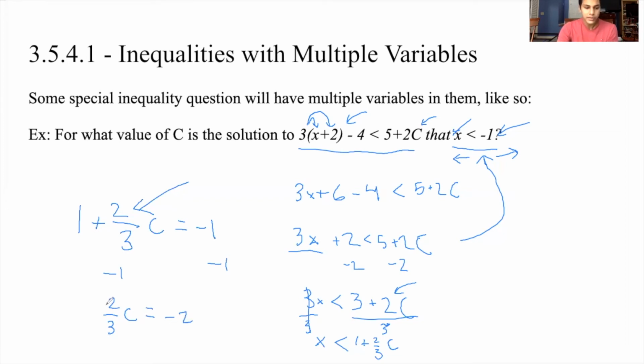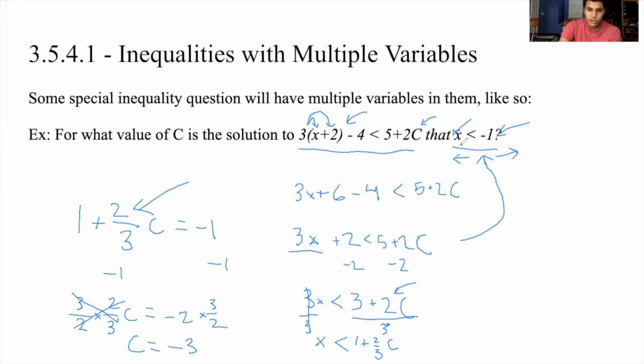And in order to get rid of this 2/3, I have to multiply by its reciprocal, which means the fraction flipped upside down. Because if you think about it, you're dividing by 3 and multiplying by 2. So therefore, you need to divide by 2 and multiply by 3, which is multiplying by 3/2, or the 2/3 reciprocal. So if I multiply both sides by 3 over 2, these two cancel out, and that gives me c equals, and then negative 2 times 3/2 is negative 3. So therefore, c has to equal negative 3.